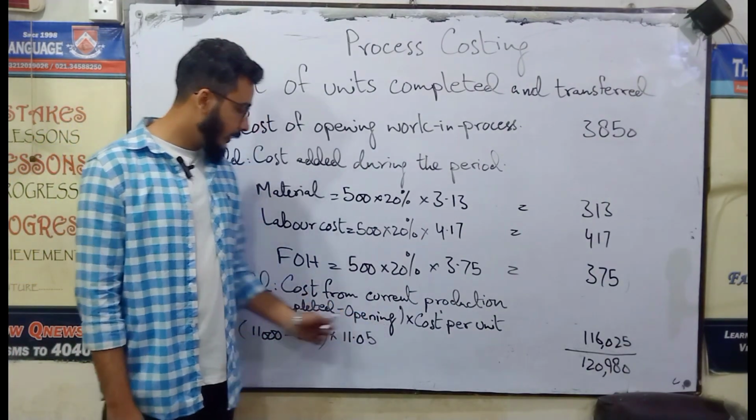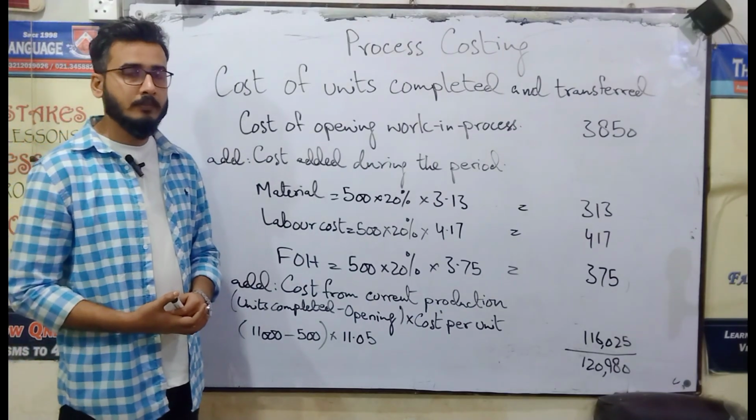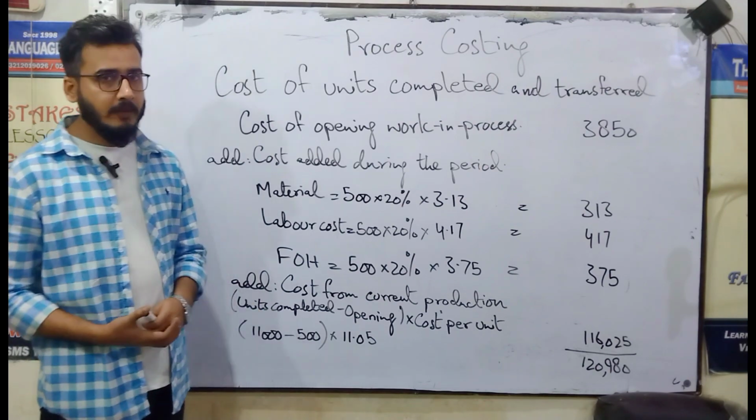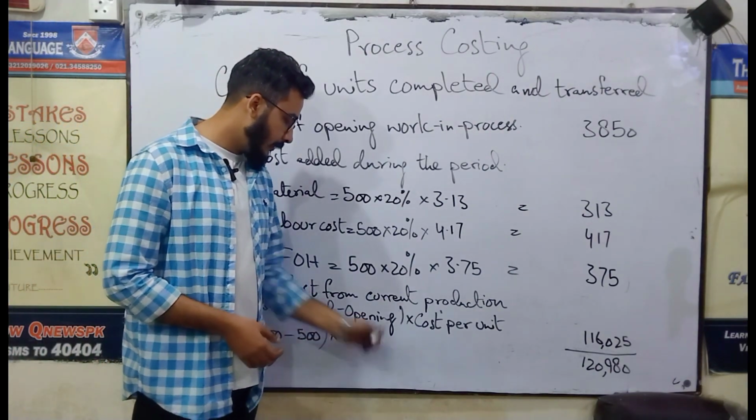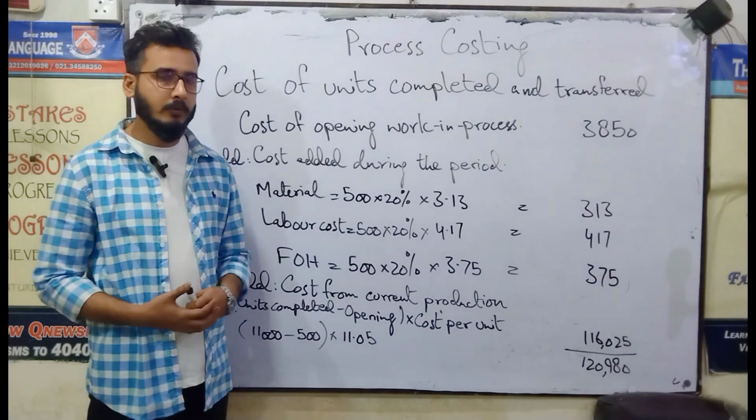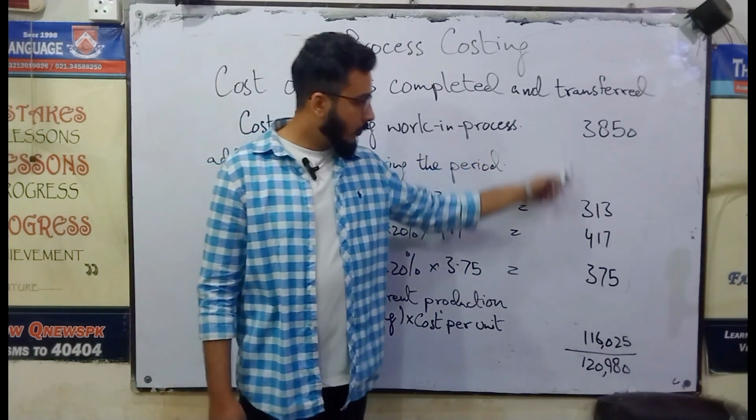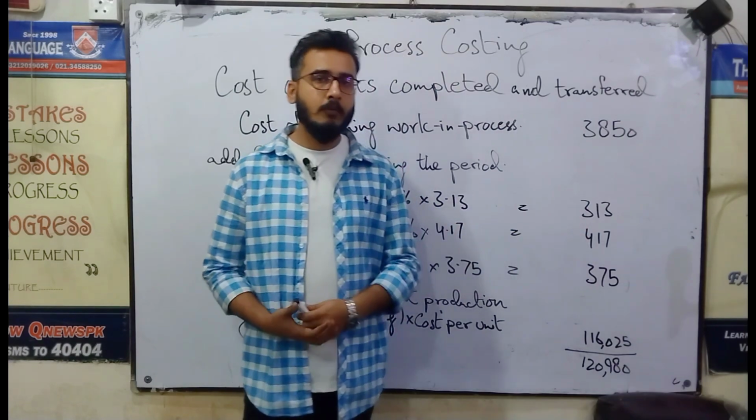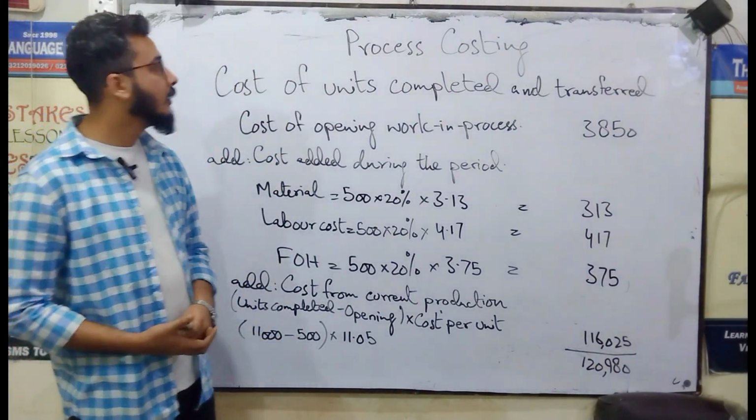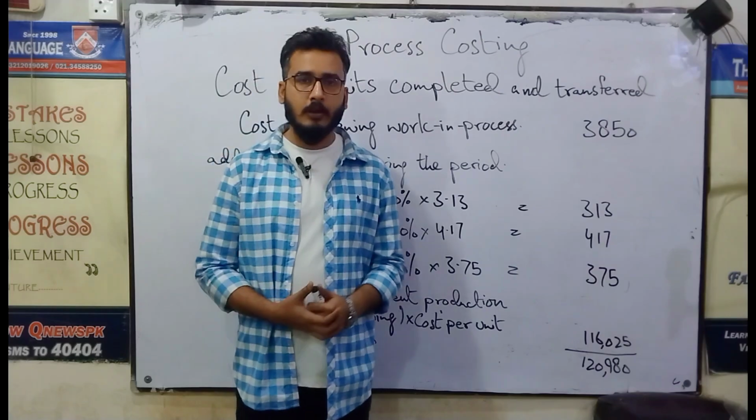By deducting opening from units completed and multiplying it with the cost per unit, we will be having the cost from current production. Now in the question it is written 11,000 were completed, and by deducting the 500 units of opening work in process and by multiplying it with the total cost per unit, which is 11.05, which we have calculated before, we will be getting 116,025. Now by adding the opening work in process cost and the cost for current production, we will be having the cost of units completed and transferred out. Now let us see the final step, and then we shall be ending the question here.